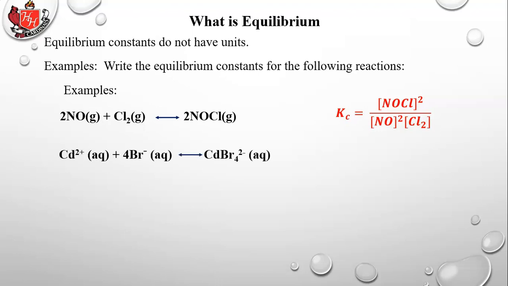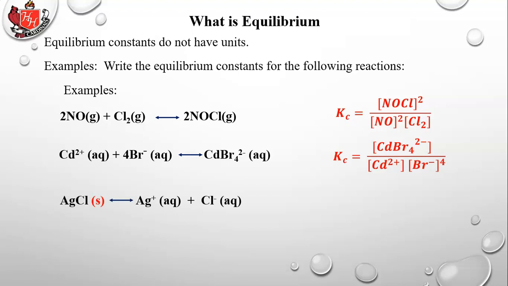Try this one. Again, don't let the charges fool you. Those have nothing to do with the equilibrium law of mass action. They're simply the charges on those particular ions. So you notice everything there is aqueous. That means everything is going to go into the law of mass action. So there it is. Read that and be sure you understand why it's written that way. The only one that has an exponent is the bromine, which has a coefficient of 4, so that becomes an exponent. How about this one?